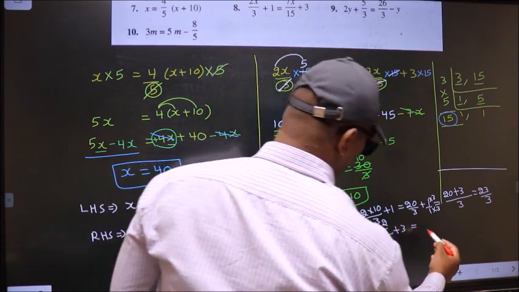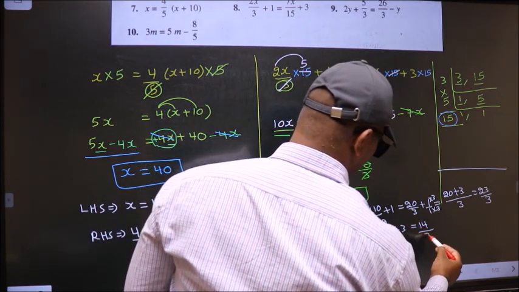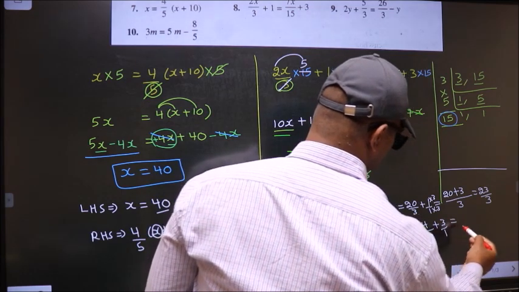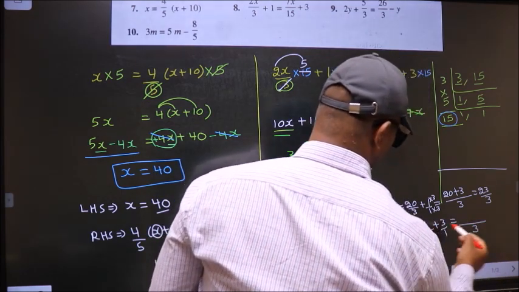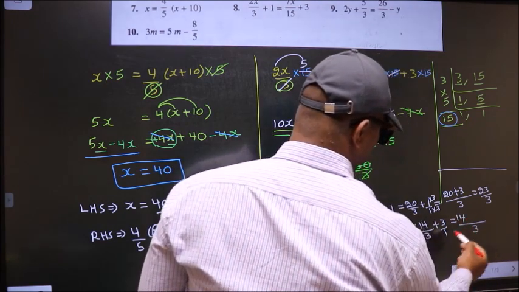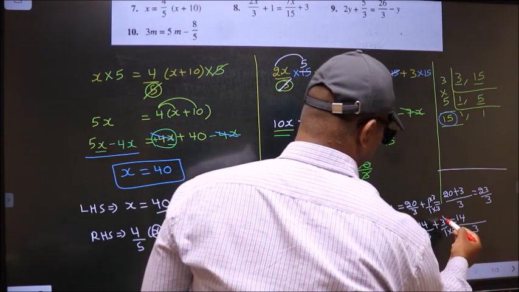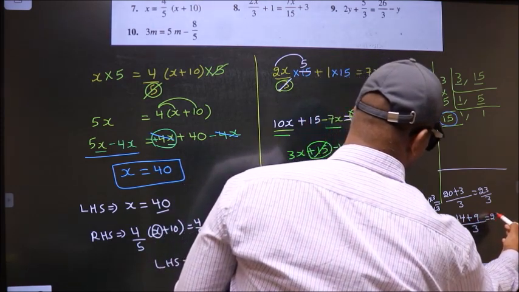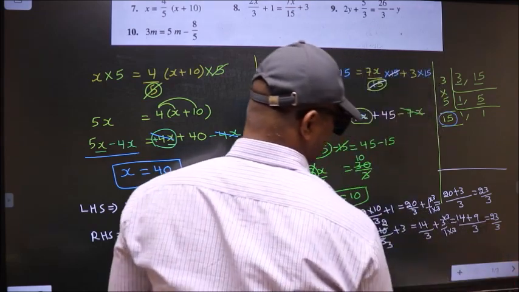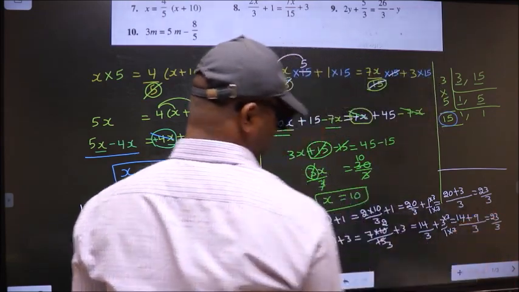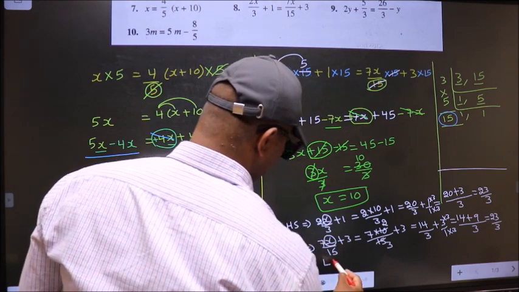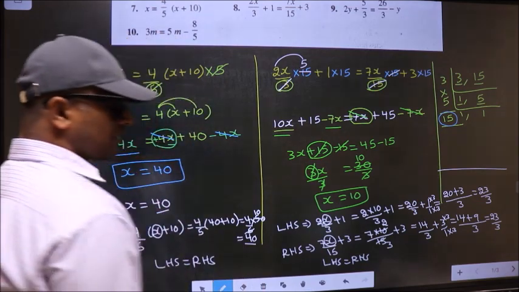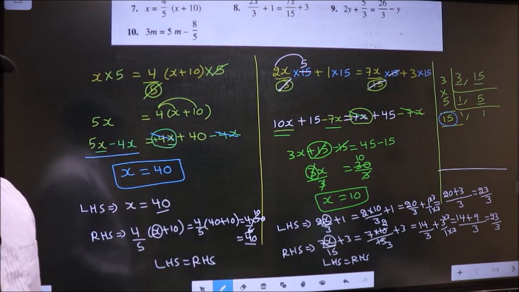So 7 into 2, 14 by 3 plus 3 equal to, now here if we take LCM we get 3. 14 as it is, 1 should become 3 means into 3 into 3. So 3 into 3, 9. So 14 plus 9, 23 by 3. We got these two same. That means LHS equal to RHS. So the answer we got is correct.